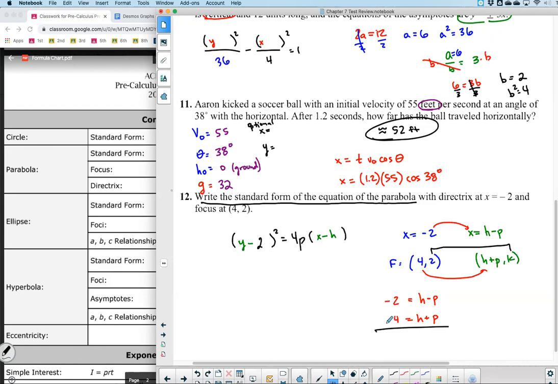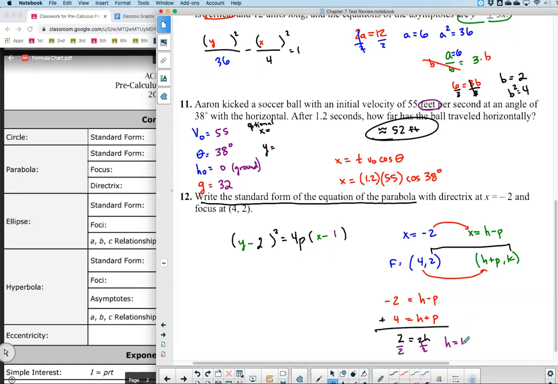So -2 plus 4 is similar to saying 4 minus 2, which is 2. I'll have 2 h's and no p's. So when I divide by 2, I find out that h is 1. So we'll plug that in. Again, it's going to look like a lie. So it'll look like x minus 1.